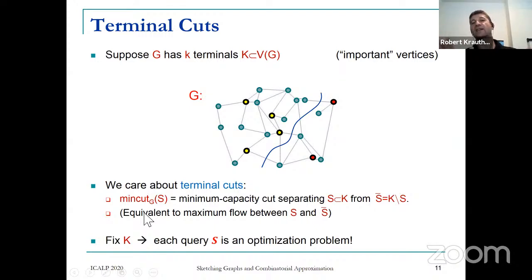And of course, if the terminals are fixed, every query S is basically an optimization problem, because S defines S and S bar, and you want to solve a single commodity flow on them. So now the number of problems I want to solve on this graph is actually 2 to the k. Okay, so big K is the number of terminals, capital K. Little k is their number. So I'm going to use the same letter. So the number is 2 to the small k. 2 to the k is the number of cuts I'm worried about. And I'm going to call them terminal cuts because there is the optimization of the terminals.